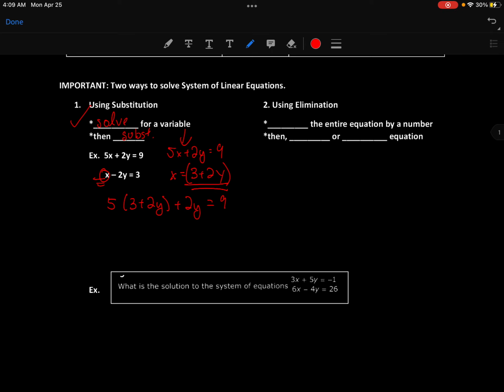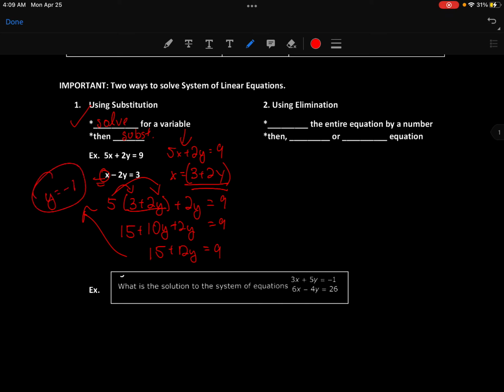Step number 1, use PEMDAS. There's no parentheses. Well, there is, but we can't simplify this. There's no exponents, but there is multiplication, so we do the distributive property. We're left with 15 plus 10y plus 2y is equal to 9. Therefore, 15 plus 12y is equal to 9. You should get something that looks like y is equal to -1.